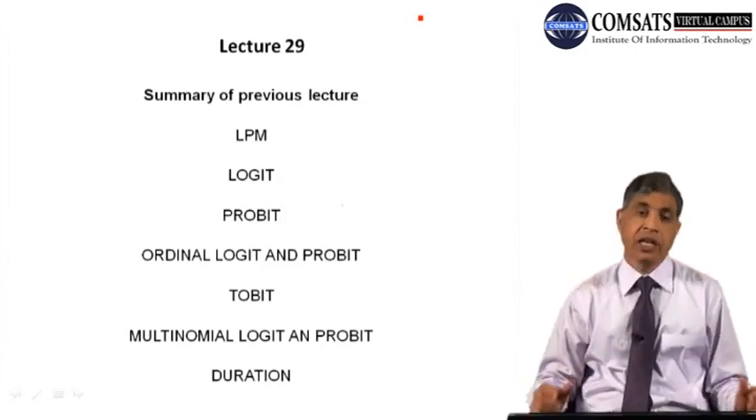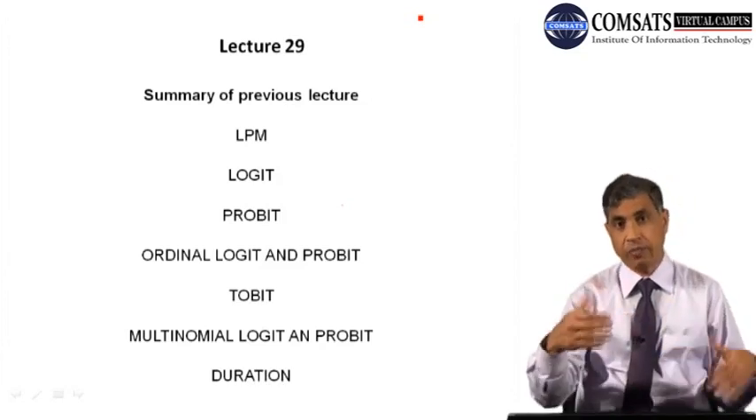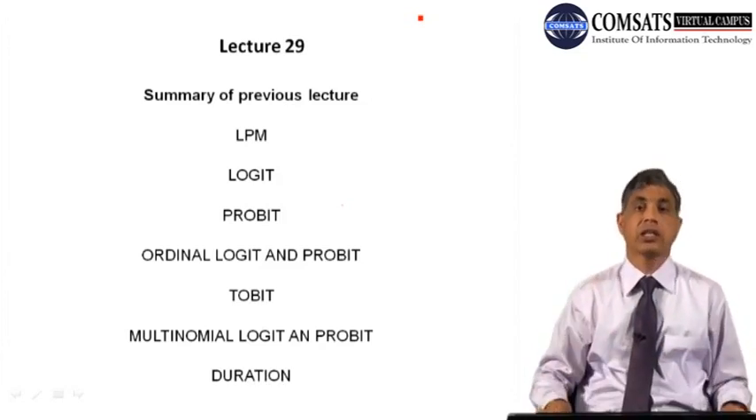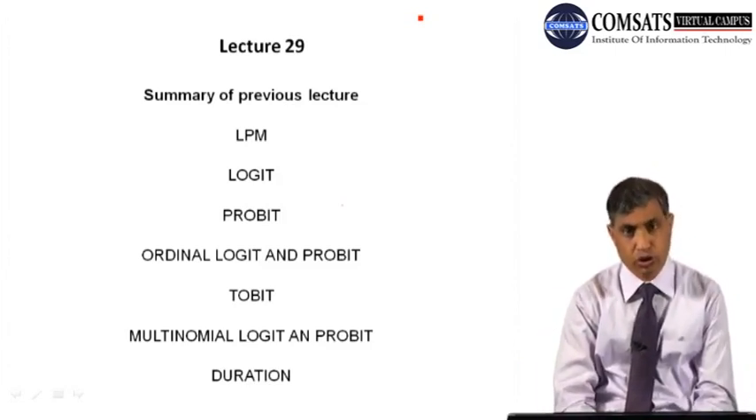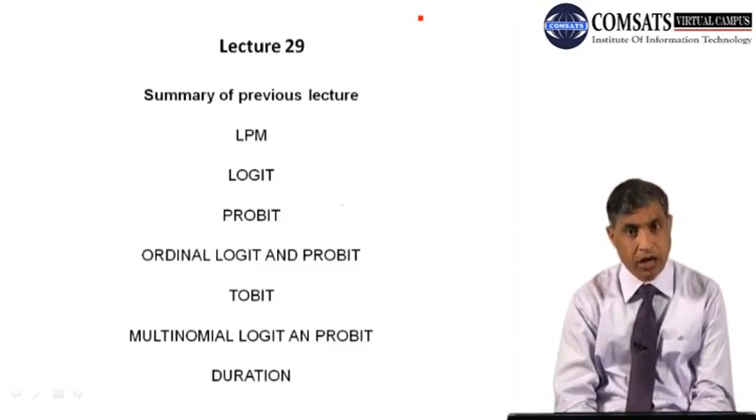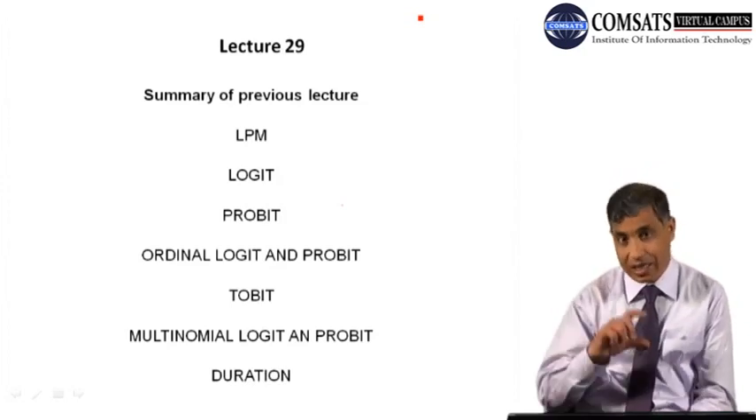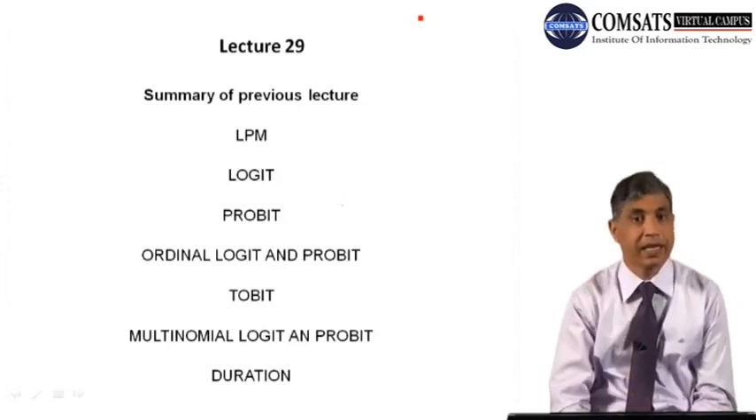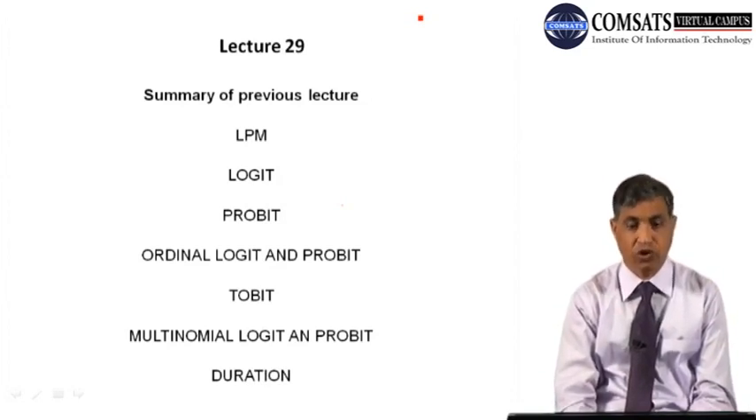For example, I ask: how do you reach your college? You may say on your bike, car, train, bus, whatsoever. But at the same time, I can't rank these, saying which is better and which is not better. So in this situation, multinomial logit and multinomial probit are useful.